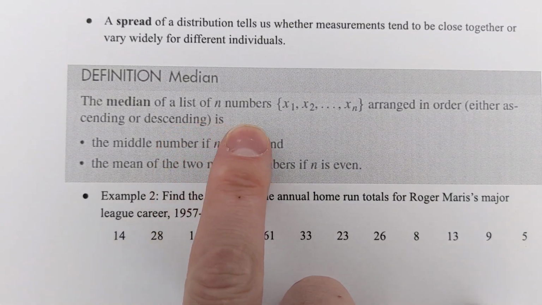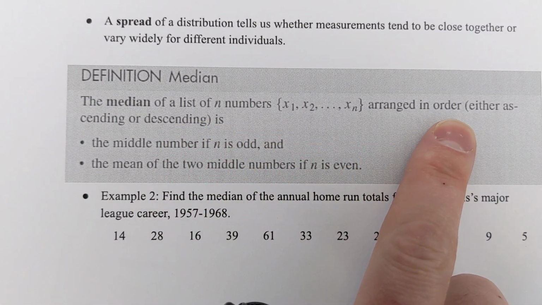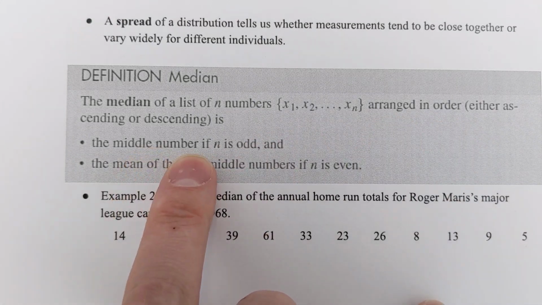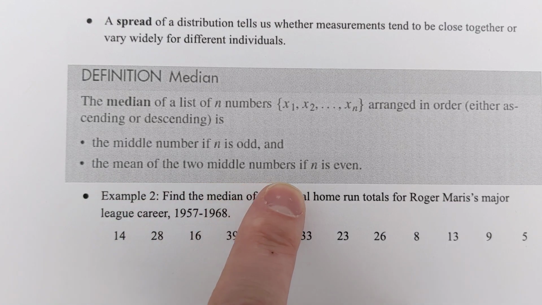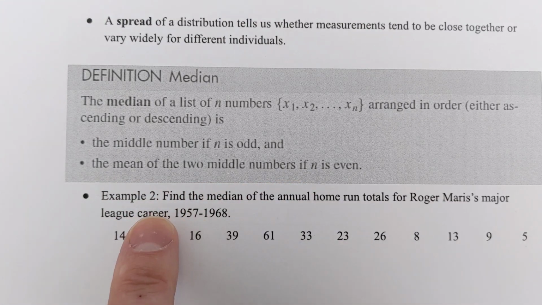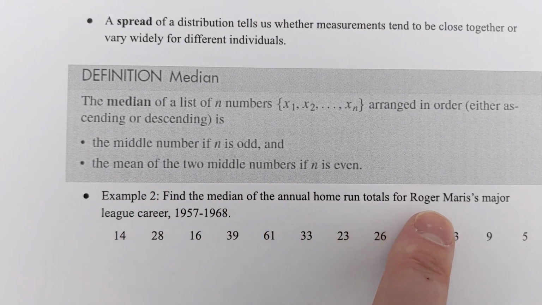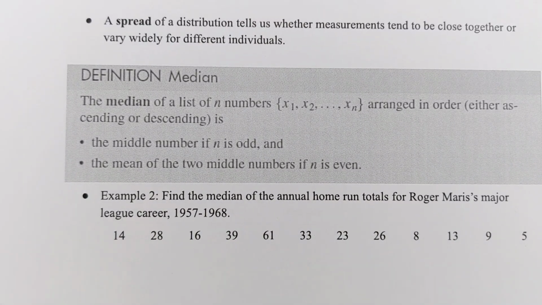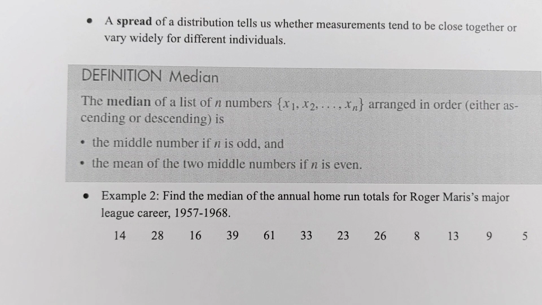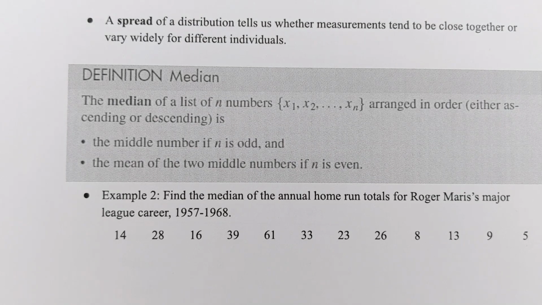The median of a list of numbers arranged in order, either ascending or descending, is the middle number if you have an odd number of numbers, or the mean of the two middle numbers if n is even. So example 2: find the median of the annual home run totals for Roger Maris's major league career. What I need to do is order these values. It doesn't matter which order I use, it's the same thing.